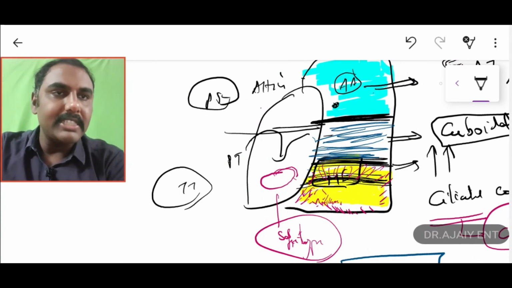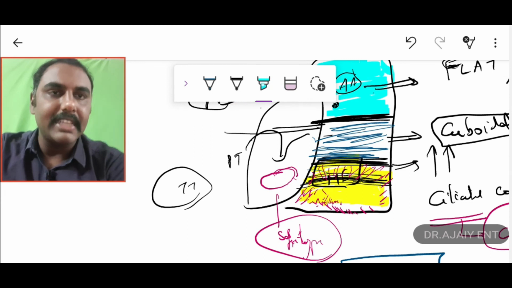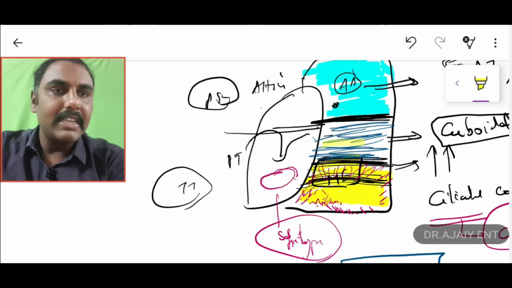Never ask me what this area is. This area also contains cilia, but here the epithelium is changing into a cuboidal epithelium. That's it.